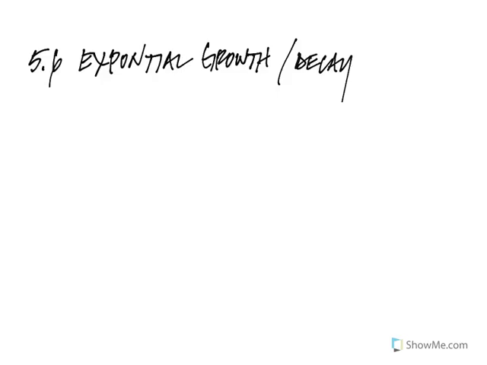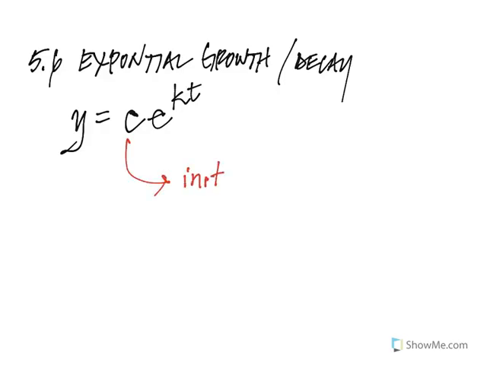So let's start off with the equation that we're going to be using throughout this section, and it is this. Y is equal to c times e to the kt. Let me tell you what each of these variables stand for. Your c here is your initial quantity.